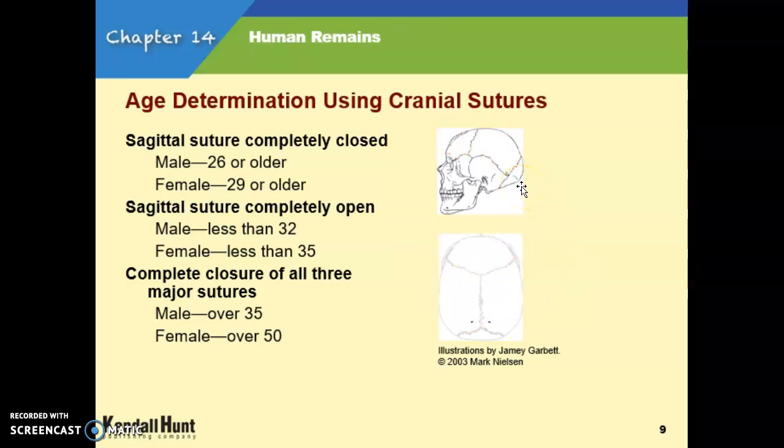Okay, so the sagittal suture is completely closed in a male at about 26 years old and a female at about 29 years old. The sagittal suture is completely open: the male is less than 32, the female would be less than 35. And the complete closure of all three sutures: male is over 35, female is over 50.